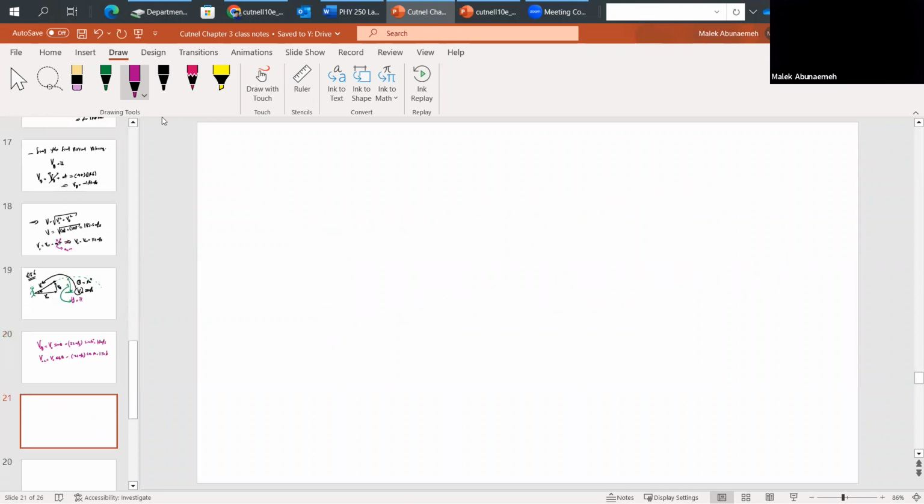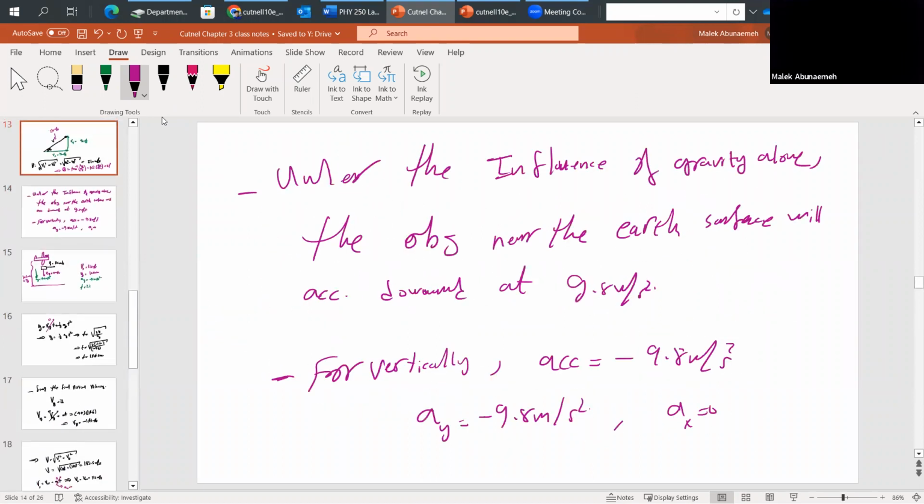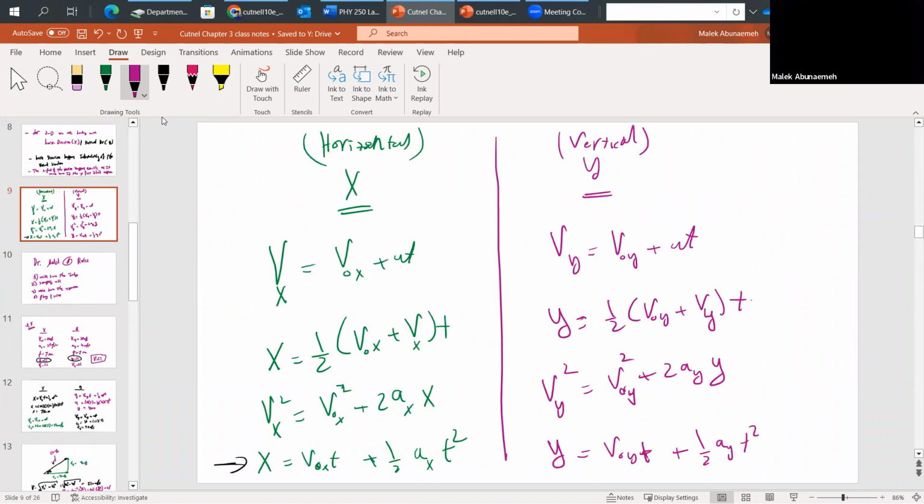So basically, the only information we don't have over here is the time that it took. Looking at our equations, anything with time we can eliminate. We can eliminate this one, this one, this one. So that means we're going to be using this equation right over here.